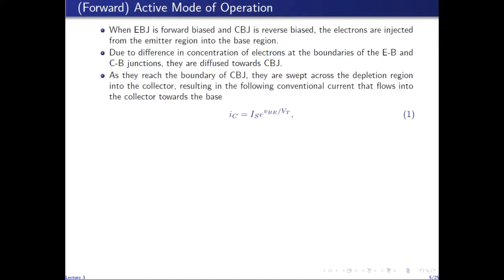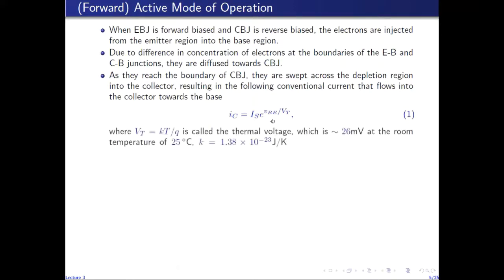As they reach the boundary of the collector-base junction, they are swept across the depletion region, and this results in an electronic current flowing from the emitter through the base into the collector, which in turn gives us a conventional current that flows from the collector through the base into the emitter and is given by this expression, in which Vt is given by this equation, where K is the Boltzmann constant, given by this value, T is the temperature, and Q is the electronic charge.